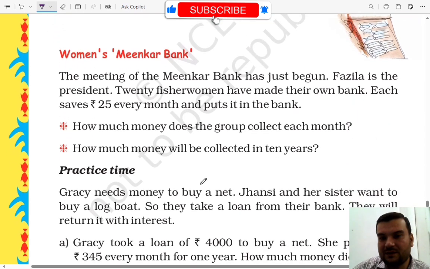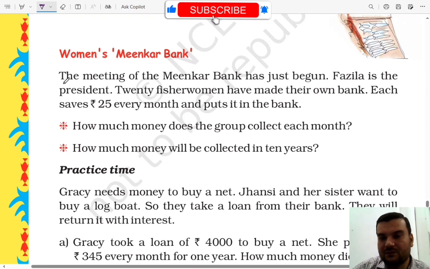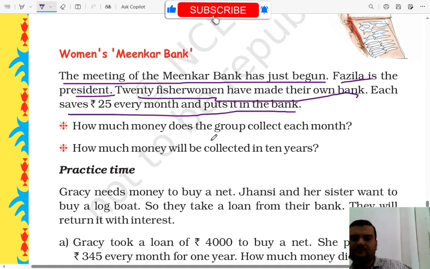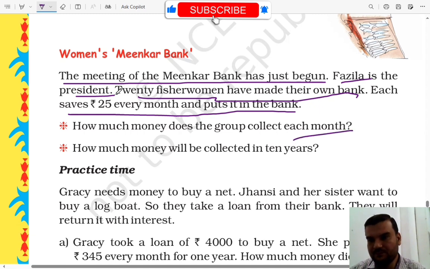Women's Meenkar Bank. The meeting of the Meenkar Bank has just begun. Fazila is the president. 20 fisher women have made their own bank. Each saves 25 rupees a month and puts it in the bank. How much money does the group collect each month? So 20 fisher women are there, and every month each saves 25 rupees. How much money does the group collect?